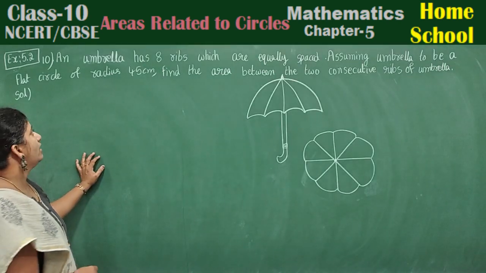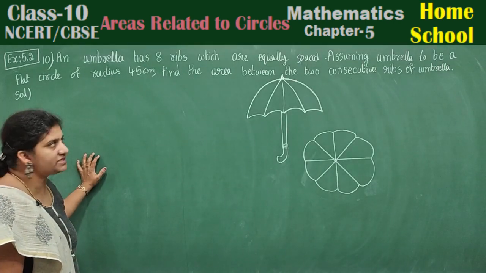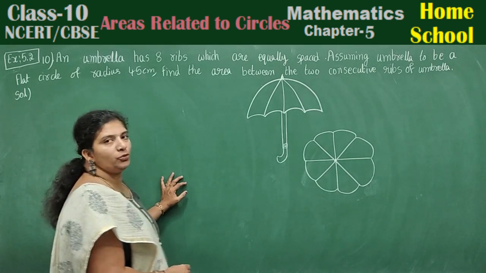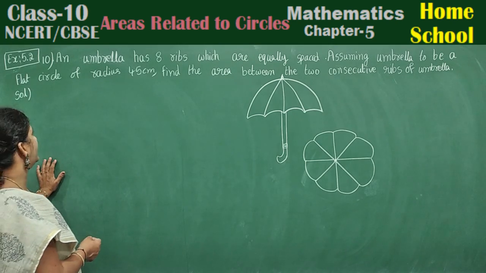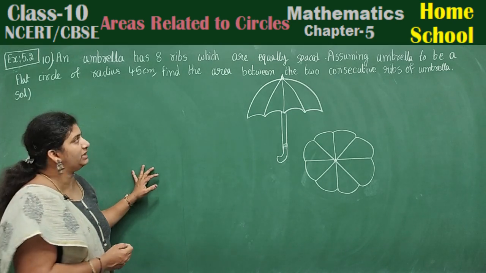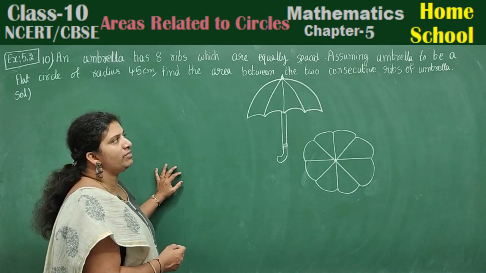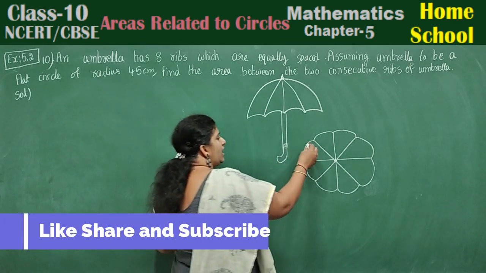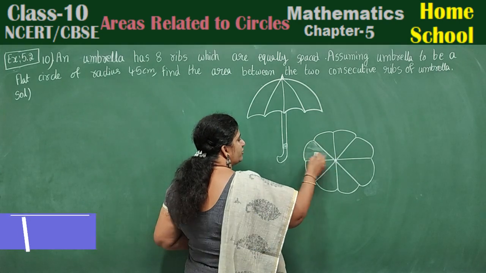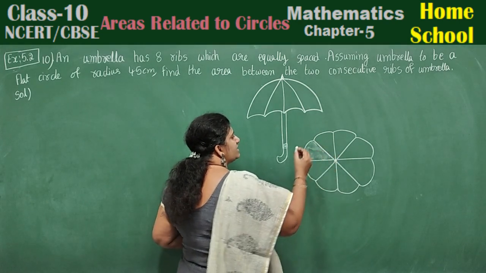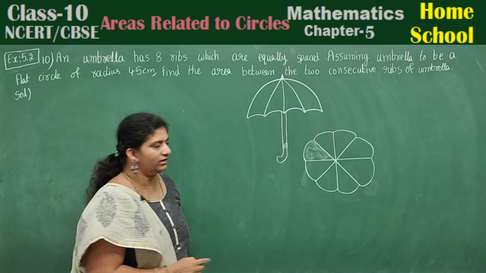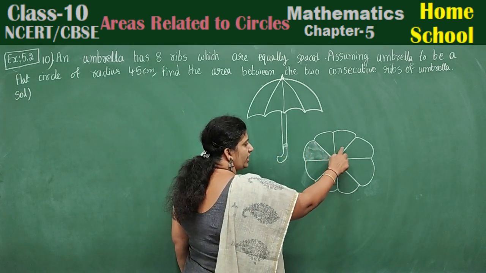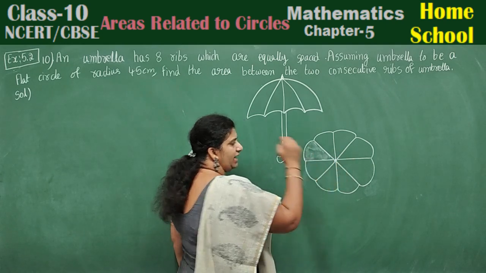10th problem. An umbrella has 8 ribs which are equally spaced. Assuming the umbrella to be a flat circle of radius 45 centimeters, find the area between the two consecutive ribs of the umbrella. Area between two consecutive ribs of the umbrella is nothing but the area of a sector. How many ribs does this umbrella have? 1, 2, 3, 4, 5, 6, 7, 8.